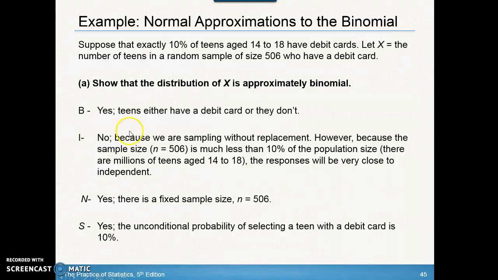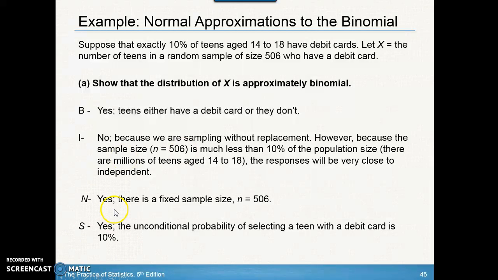So remember that we want to do BINS. That's checking to see if it's binomial. Yes, they either have a debit card or they don't. Are they independent? In this case, they're not independent because they're not sampling without replacement. However, the sample size, 506, is much less than 10% of the population. So if we did 10 times 506, that's 5,000. So that means that it's almost binomially distributed because the probability once I take one person out of the population is not going to change that much.